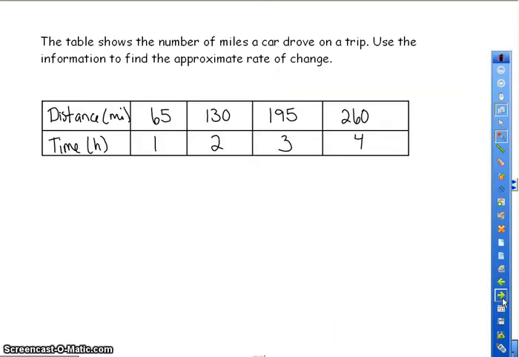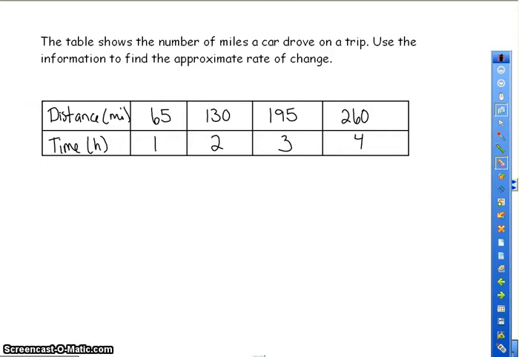The table shows the number of miles a car drove on a trip. Use the information to find the approximate rate of change. So this is x. Sorry, this isn't working out very well.